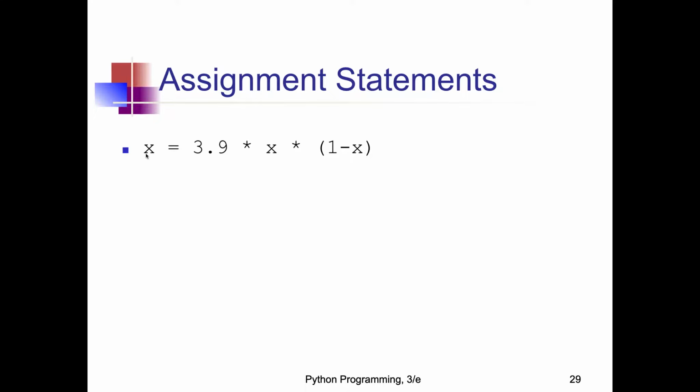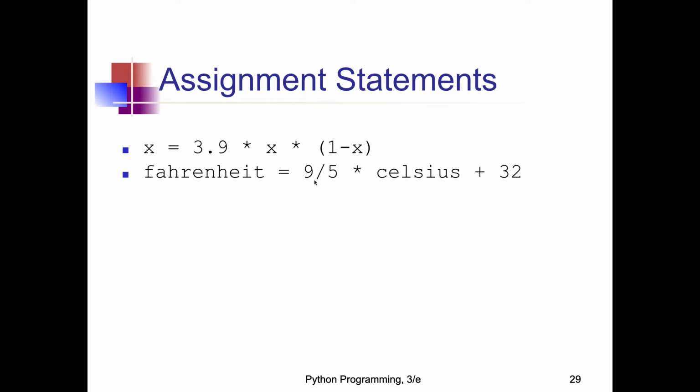Here's an example. Remember this from the chapter 1 chaos example: x equals, and again, we're going to try not to say "equal to" because it doesn't really refer to what we're trying to do. There's a right-hand side expression and an identifier on the left. What it will do is compute 3.9 times the current value of x times 1 minus the current value of x. A new value will be produced and assigned to x. So the next value of x will be updated.